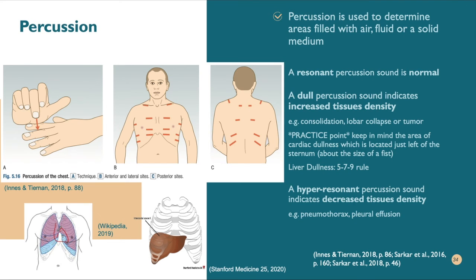Percussion differentiates areas filled with air, fluid, or a solid. When an area is air-filled, resonance is heard. Hyperresonance therefore indicates lung inflation. When an area is fluid-filled, dull sounds are heard, and if solid, a flat sound is heard. It is important to note that cardiac dullness is expected to the left of the sternum and is about the size of a fist. Further, dullness is expected over the area of the liver.